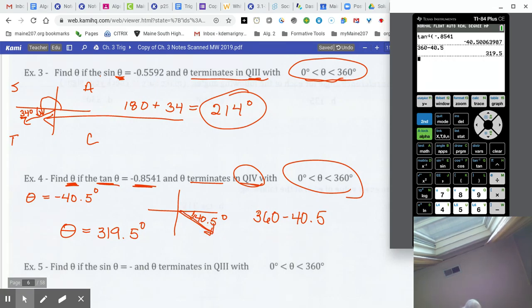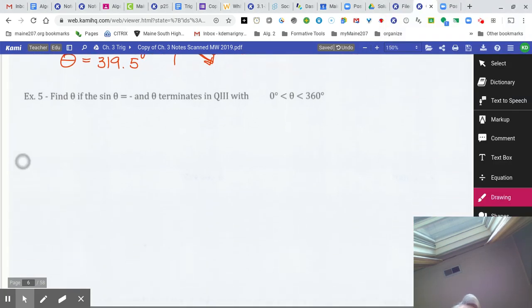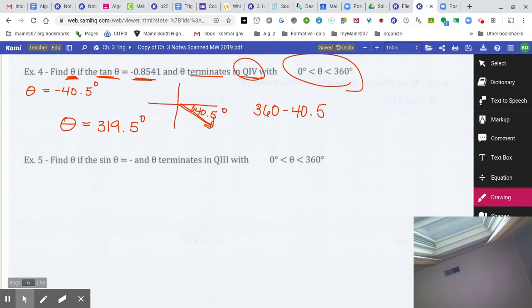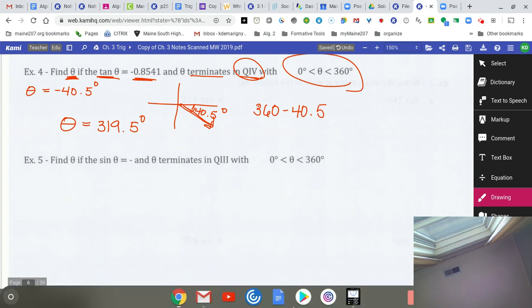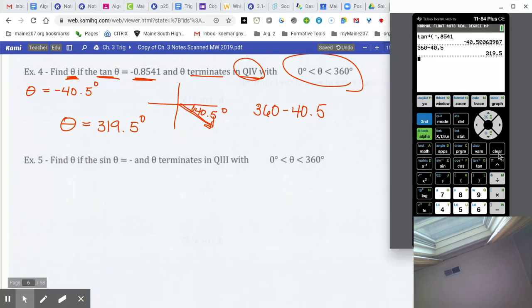Okay, and then the last one. So the last one, let me see if I can pull this up again. The last one that we're going to be looking at, this is the sine of theta. It looks like I don't have this. I bet this is a negative 1/2. So I need to find the angle if the sine of the angle is a negative 1/2 and terminates in quadrant 3. Okay. Let's see. Without using my calculator, let's see if I can do that one without using my calculator.